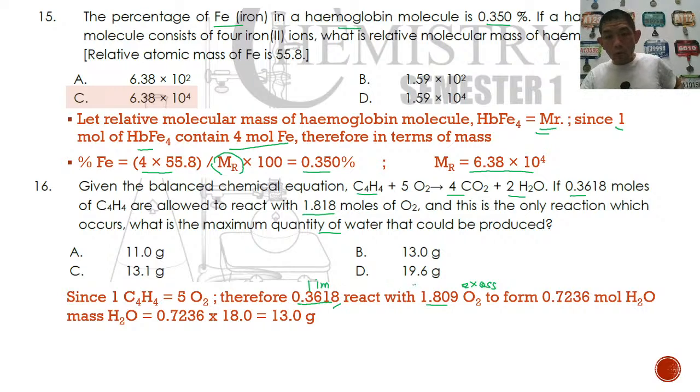Okay, so in here stoichiometrically it is 1 to 2, isn't it? So since stoichiometrically it is 1 to 2, 0.368 times 2, you get 0.736 multiplied by the RMM of water, which is 18.0, so you get 13.0 gram. So that is how you calculate the mass of the water vapor produced in here. So this is number 16.